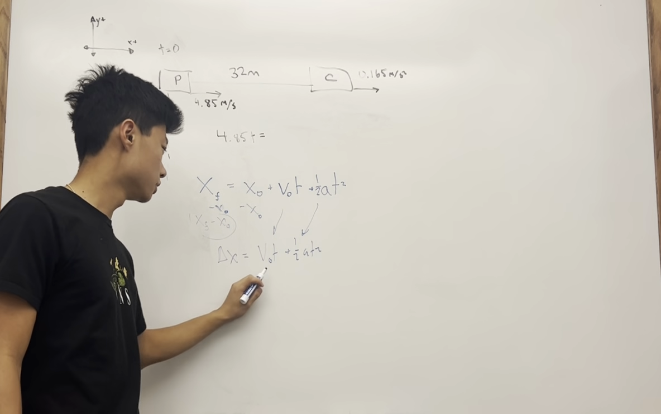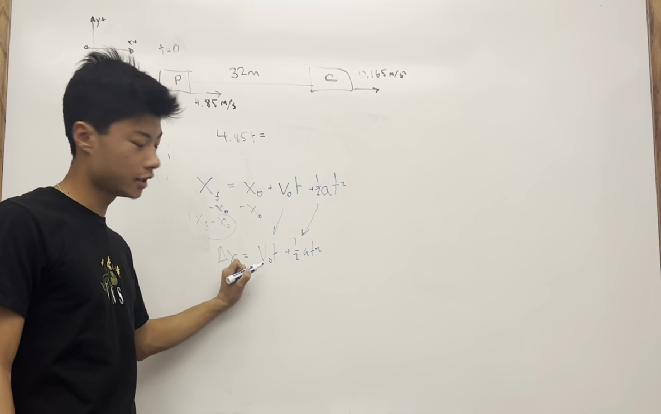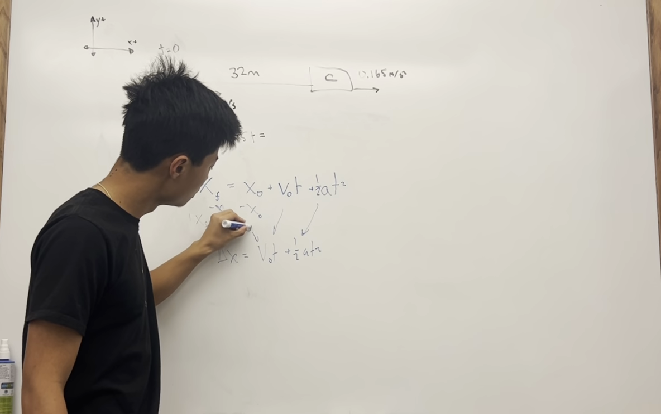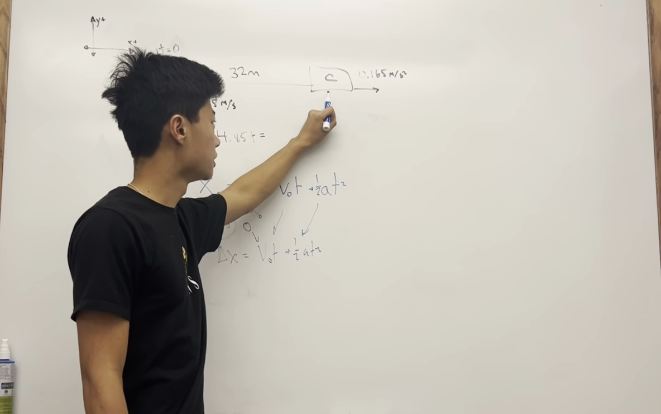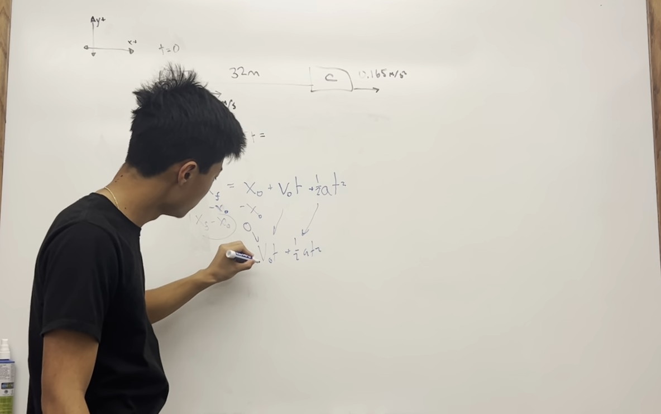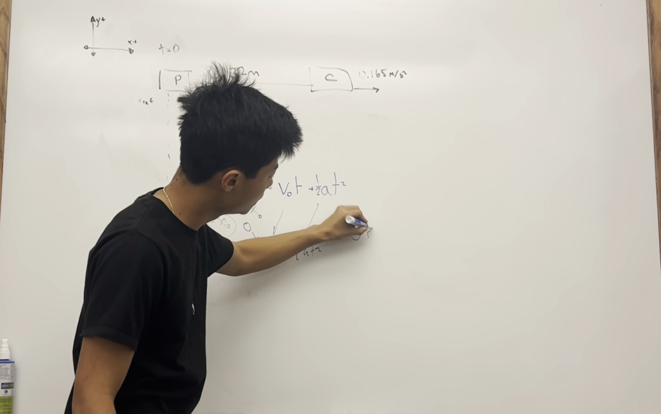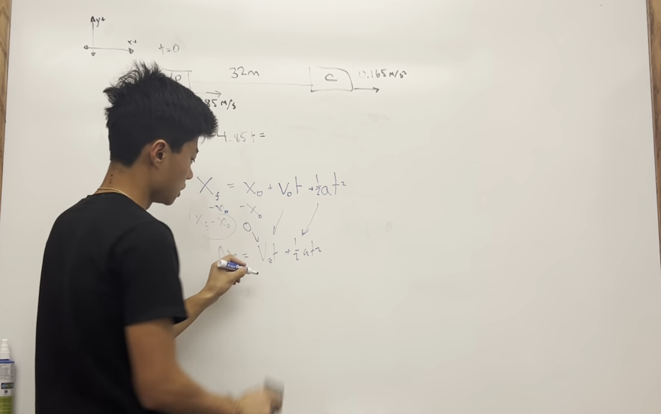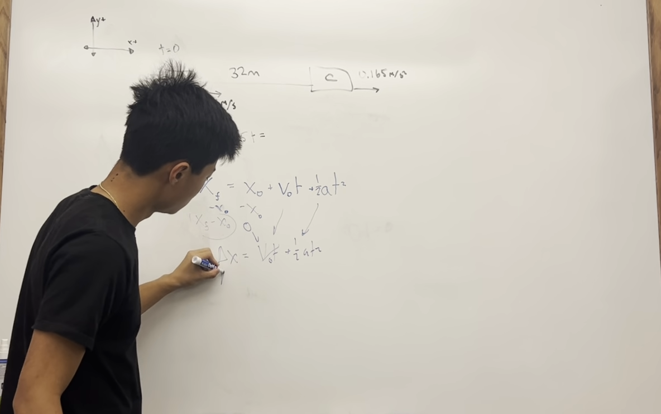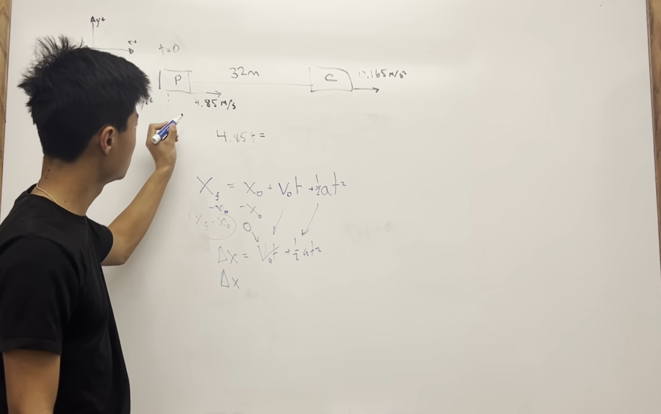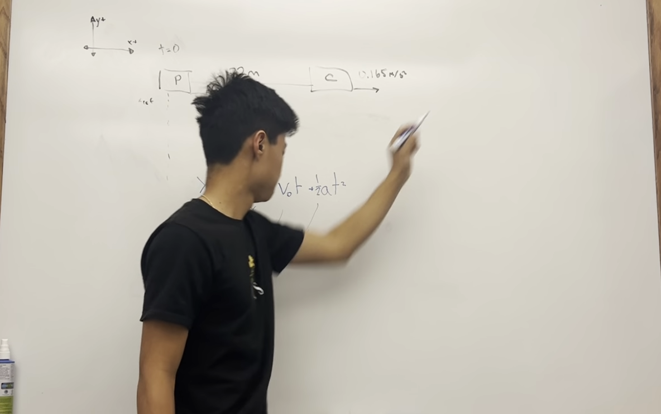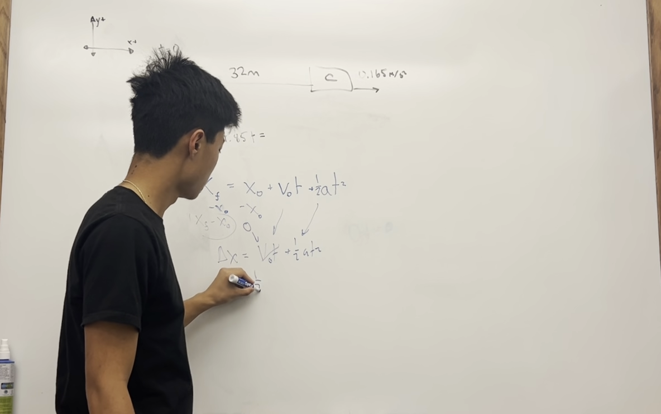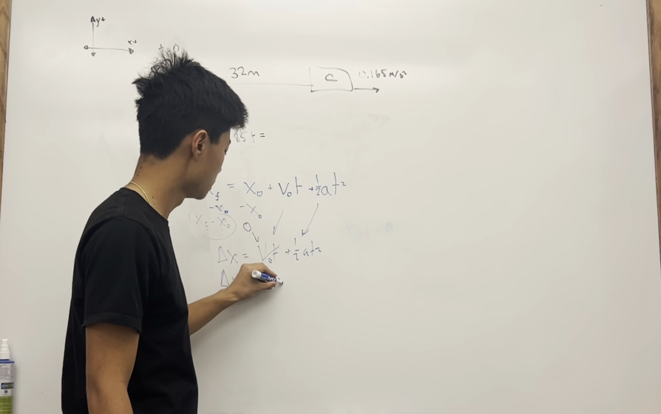So I'm just bringing this down, we have delta x equals v naught t, where this is the initial velocity. This is actually equal to 0 because at the start this is not moving. So if this is 0 times t, anything times 0 is just 0, which means we can just ignore this. So you get delta x, which is the change that this has moved, equals 1/2 a t squared.